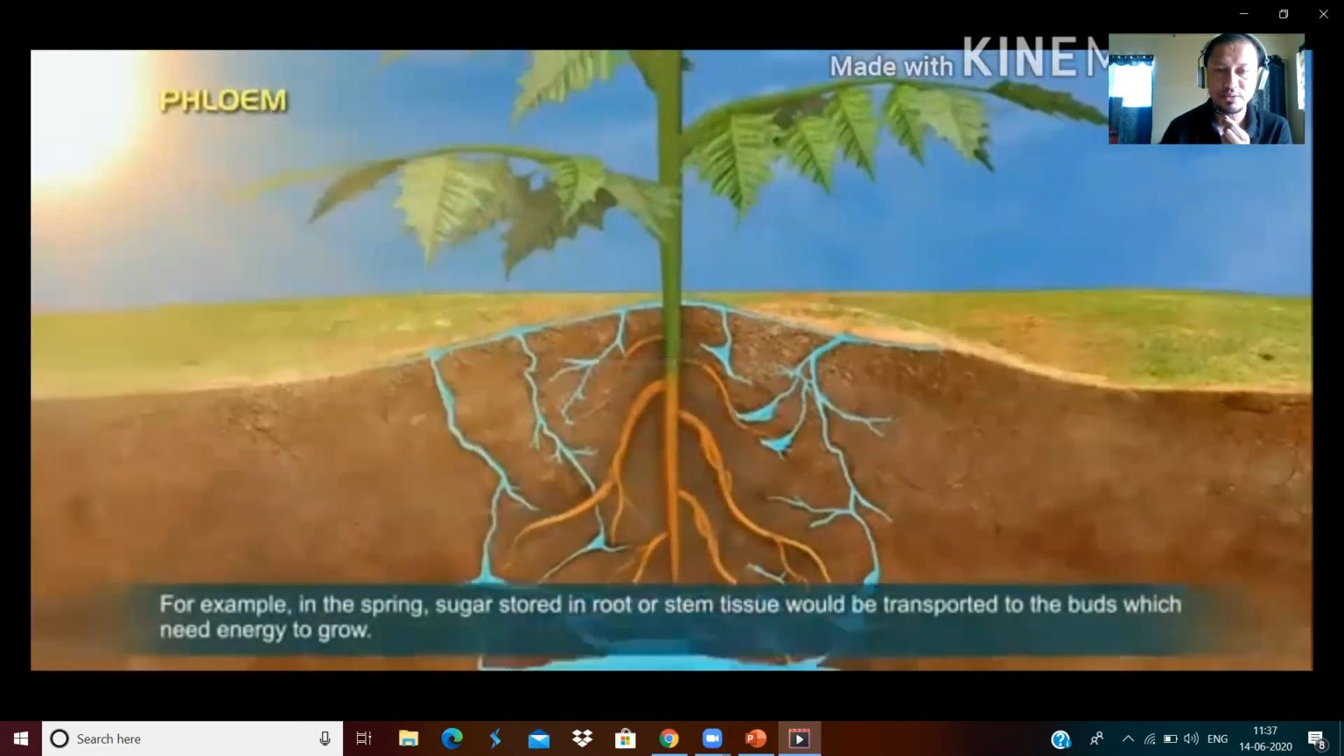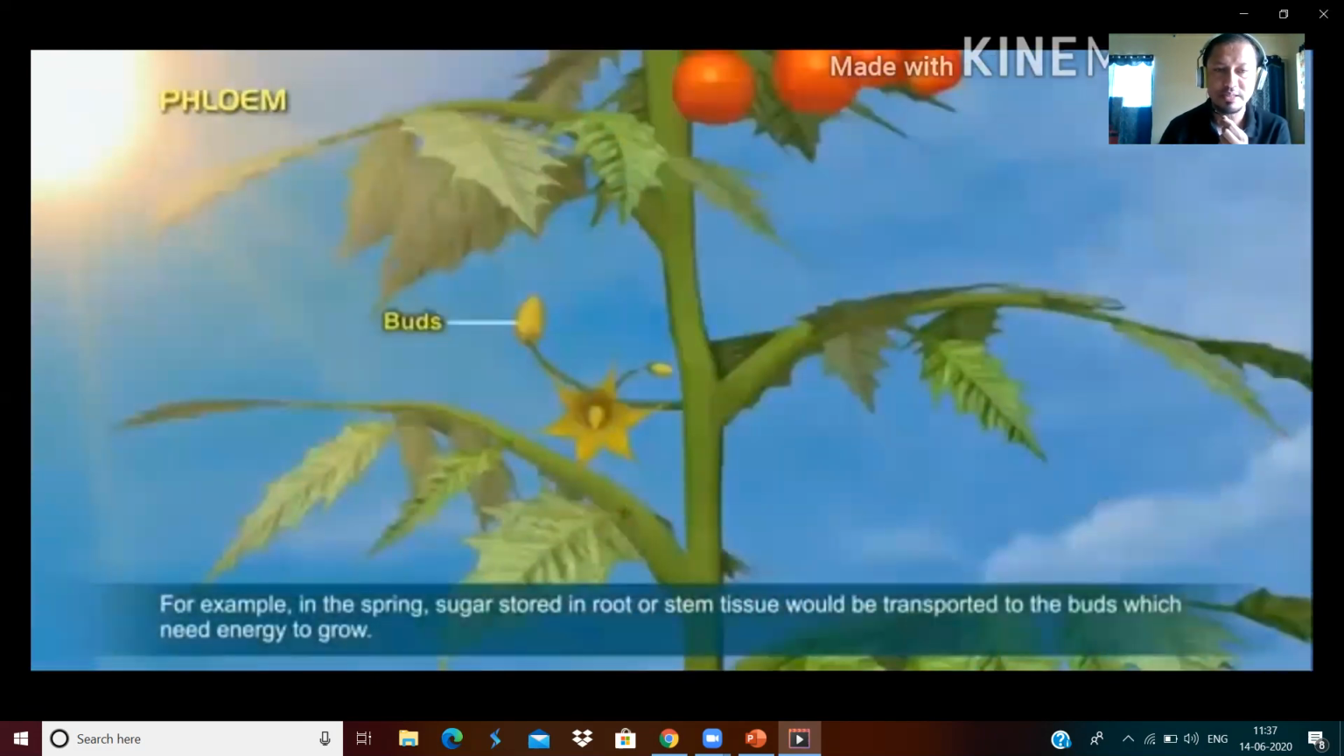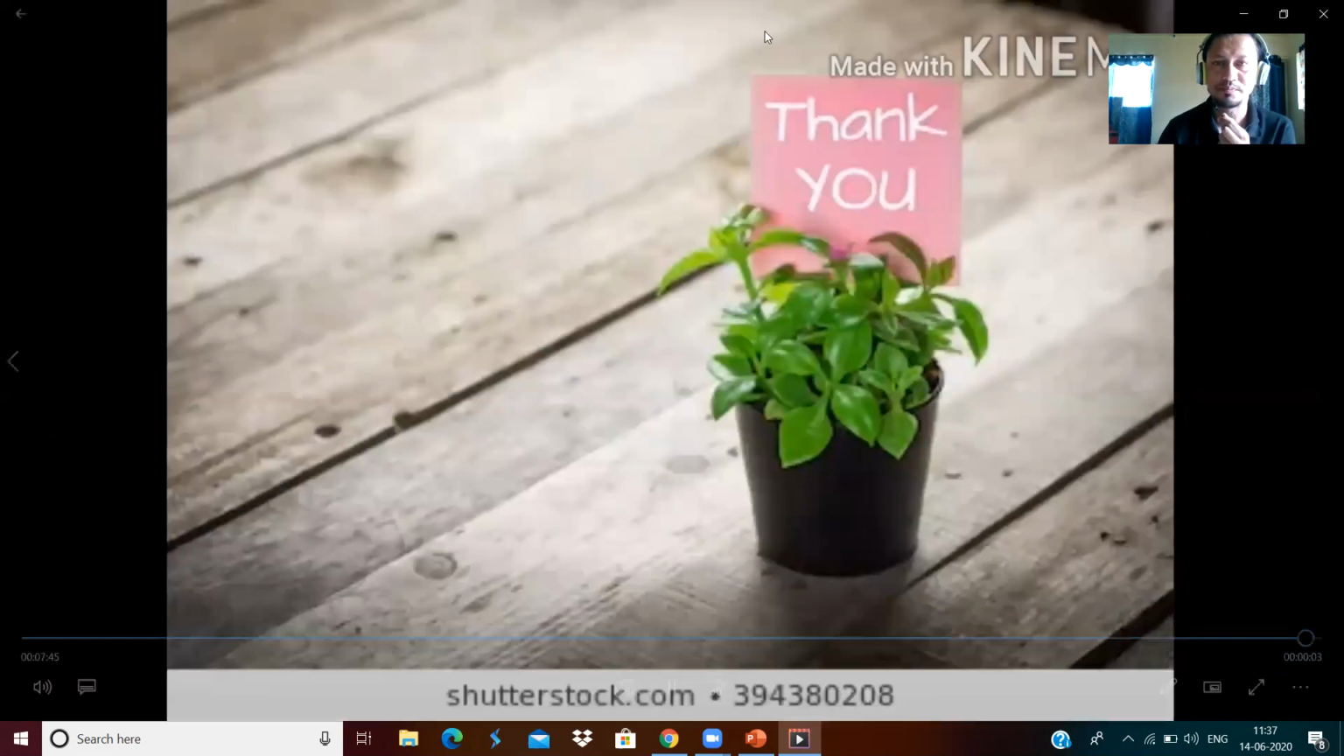Sugar is stored in the roots or stem tissue, which is transported to the bud when the bud needs to grow.